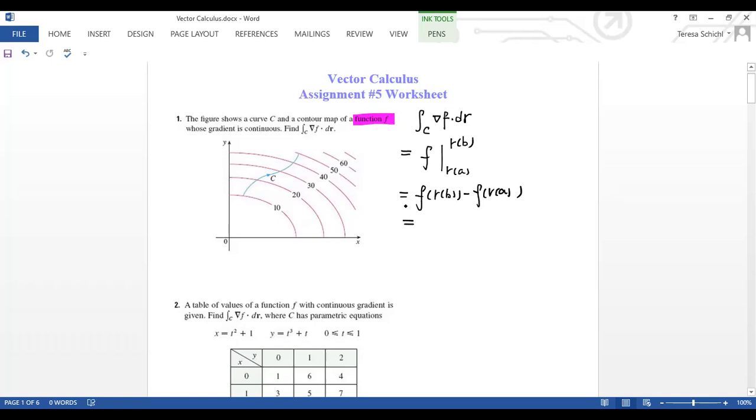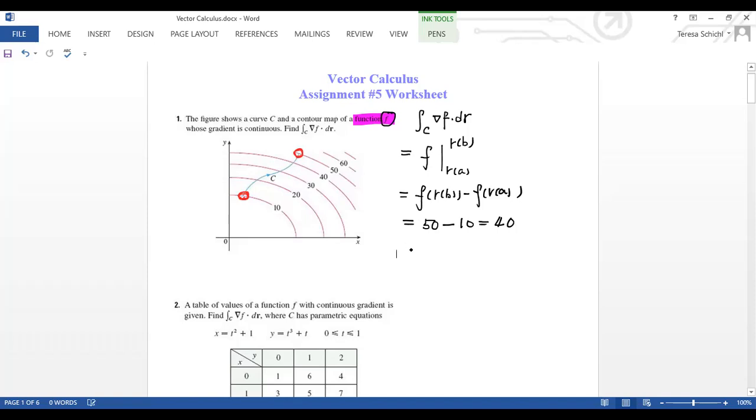So let's take a look at the end point. For this curve, this is my starting point, and this is my ending point. We know what the contour plot is: it's the value of f of x at that point. So f of x equal to 10 will be this contour. At the end point here, my value is 50, then minus at the beginning, which is 10. So it's 40. All right.